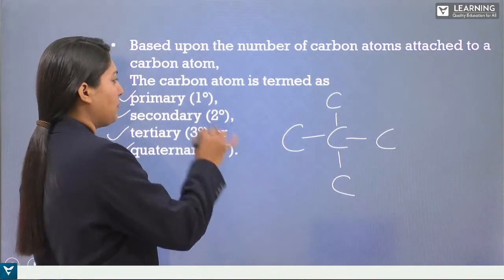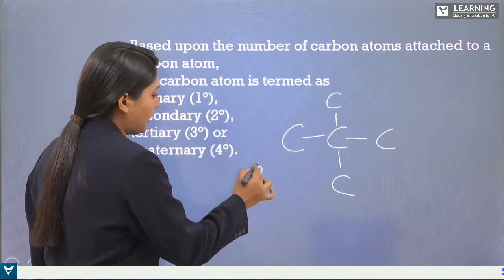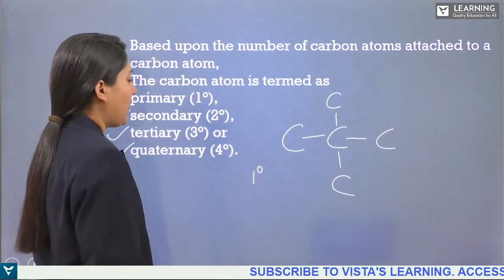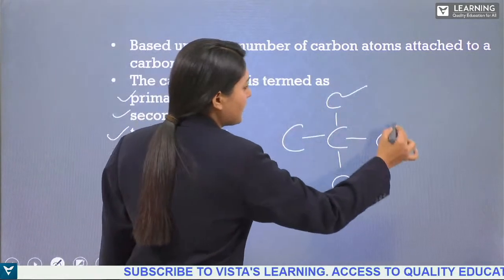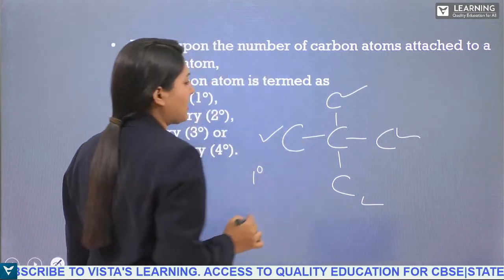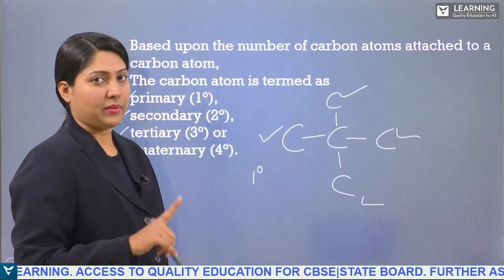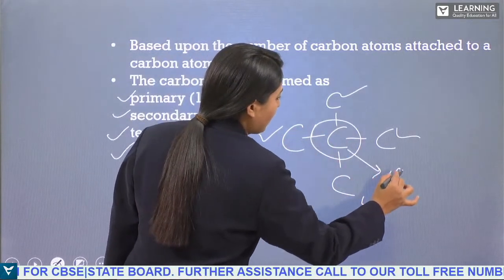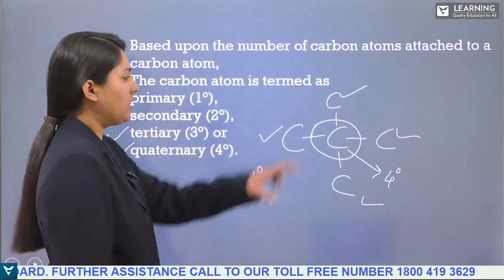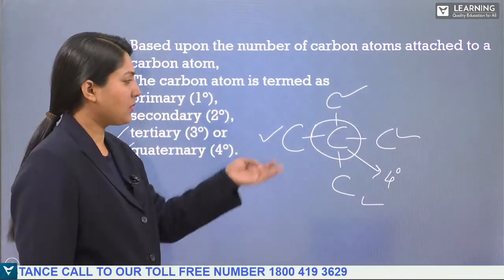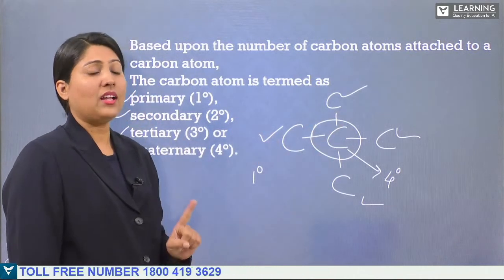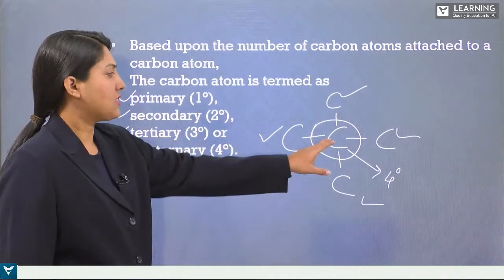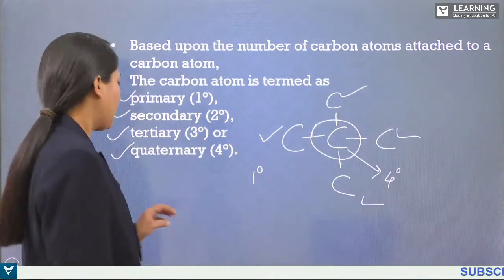Got it? In simple terms, we can write it as 1 degree, that is primary; this is secondary, tertiary, and 4 degree as quaternary. So here, all these terminal carbon atoms are primary carbon atoms. Only the middle one will be called a quaternary carbon atom, because only the middle one is linked to 4 different carbon atoms, whereas the others are linked to only one carbon atom. So all terminal carbons are primary, whereas the middle one is a quaternary carbon atom.